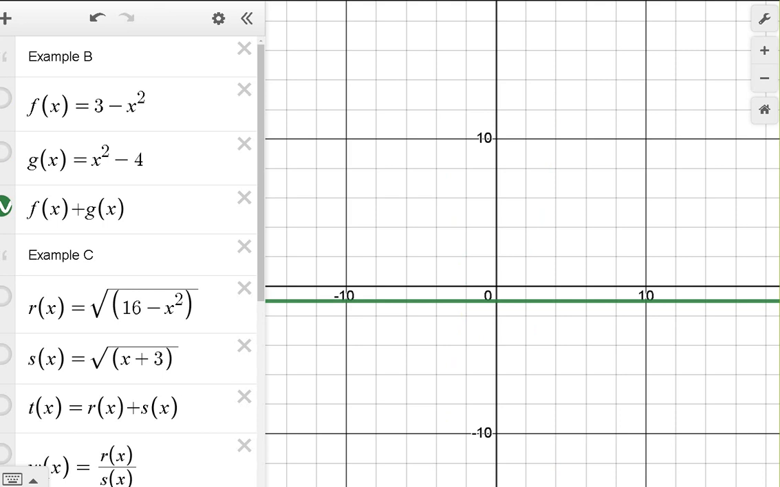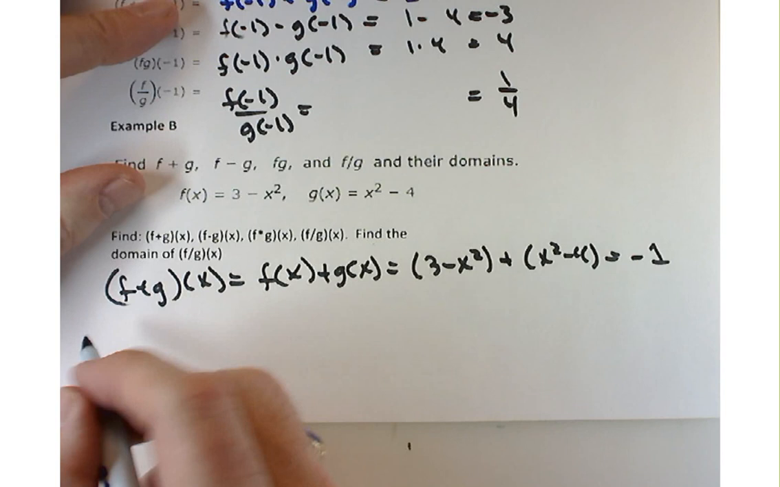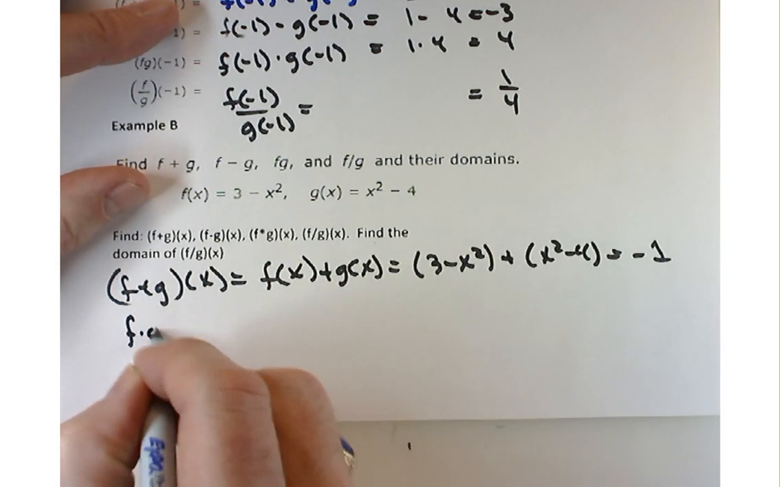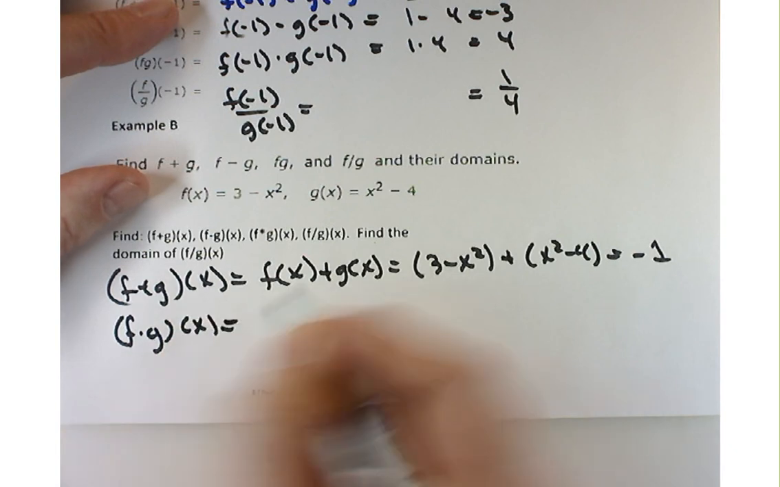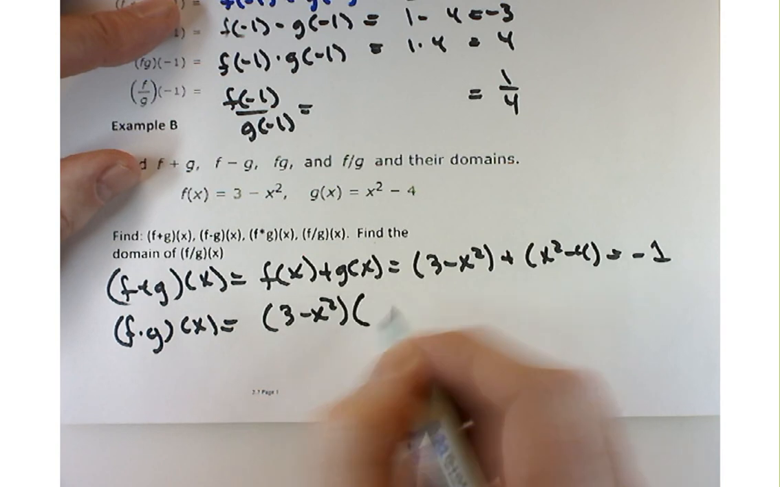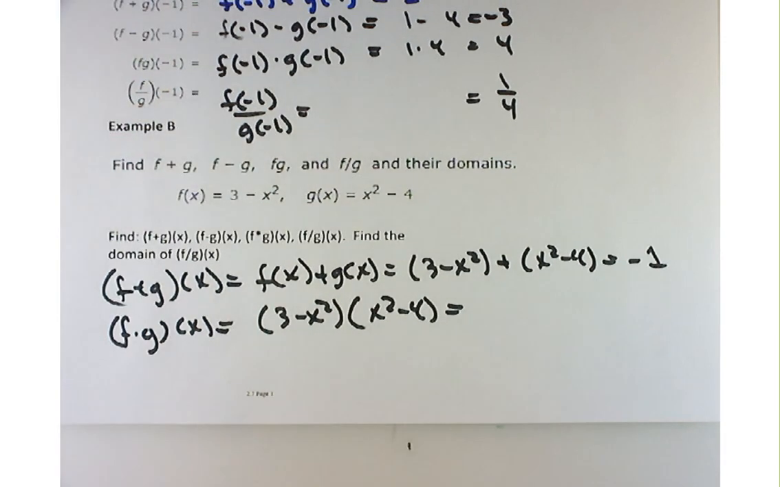Maybe we'll just do one last one here. We'll do f times g of x. And I also want to look at the domain part of this one. So f times g of x is going to be f of x, 3 minus x squared, times g of x, x squared minus 4. I probably want you to FOIL this out.